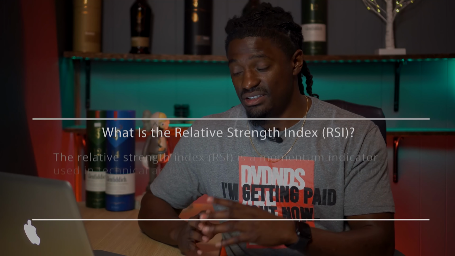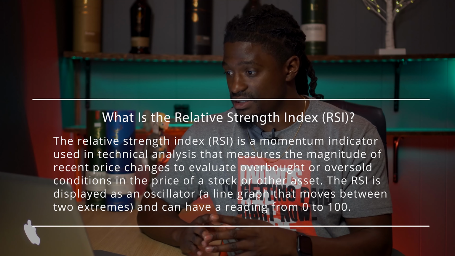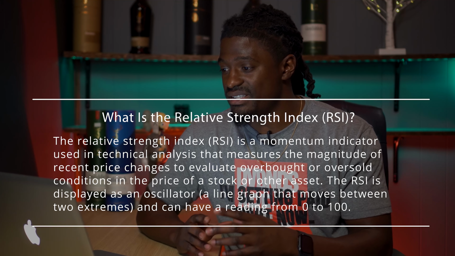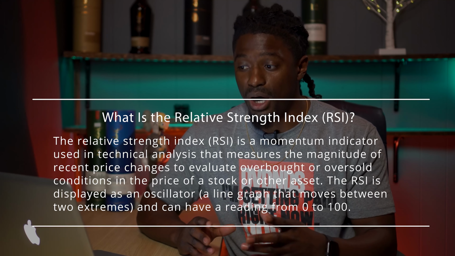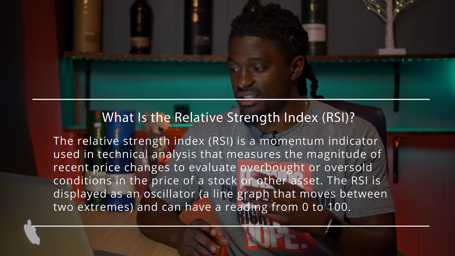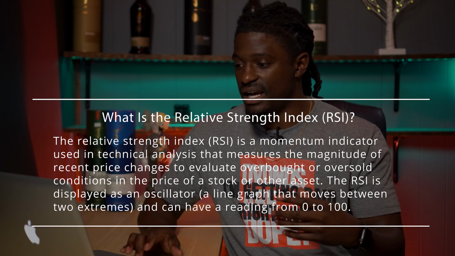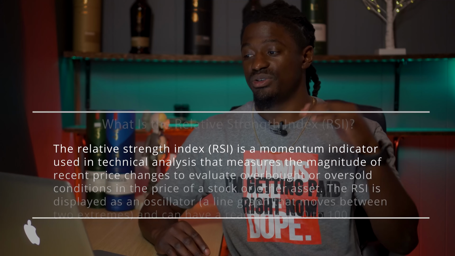The RSI stands for the Relative Strength Index. Simplified, it's just the RSI indicator, right? The Relative Strength Index is a momentum indicator used in technical analysis that measures the magnitude of recent price changes to evaluate overbought or oversold conditions in the price of a stock or other asset. The RSI is displayed as an oscillator, a line graph that moves between two extremes. It can read between 0 and 100. Okay, so you're probably confused. Let me explain to you exactly what it is.